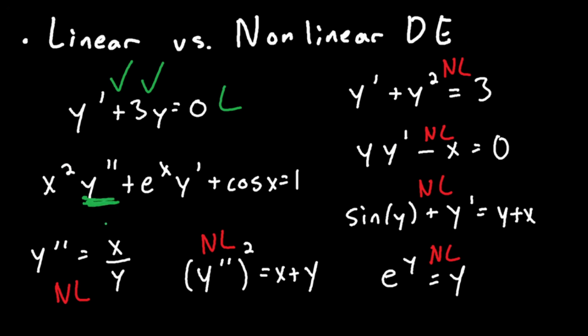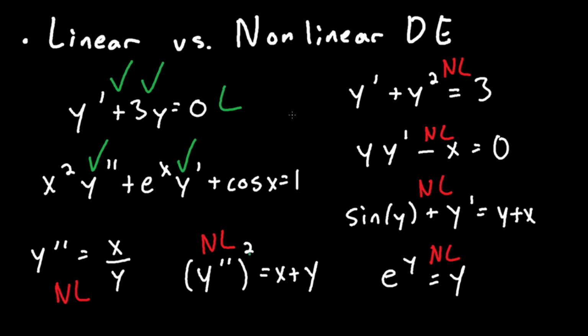So y double prime, since y double prime is not multiplied by another one of its derivatives or the original function, this right here is good. And same for e to the x times y prime, that is good as well. This meets the condition of linearity. Y isn't multiplied by itself, or any of its other derivatives. Just e to the x. That is not the function y.